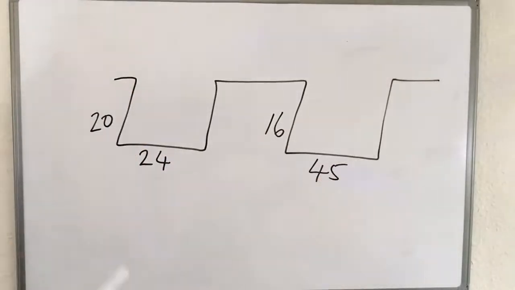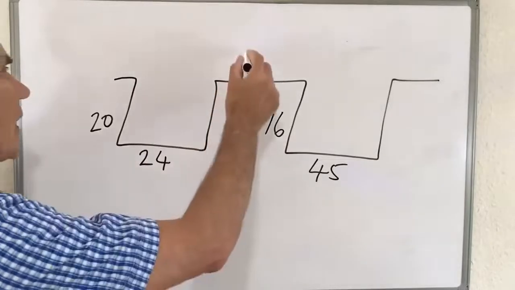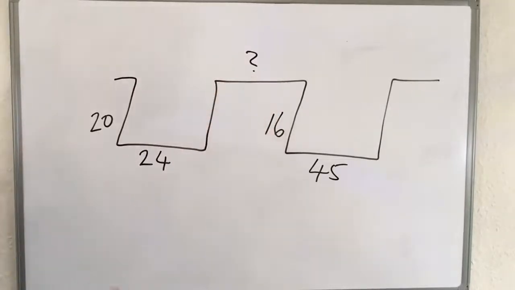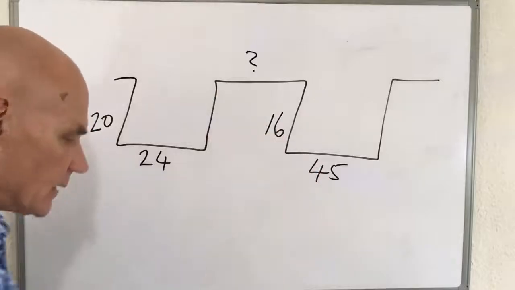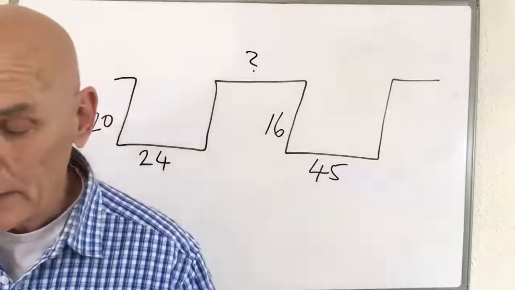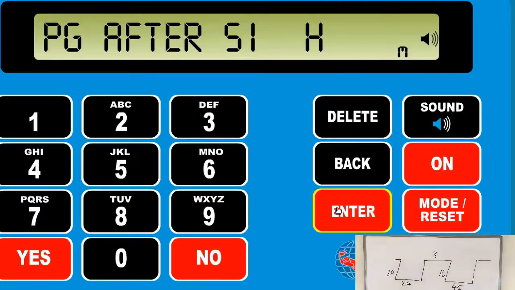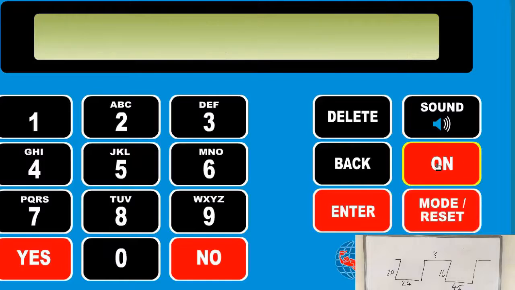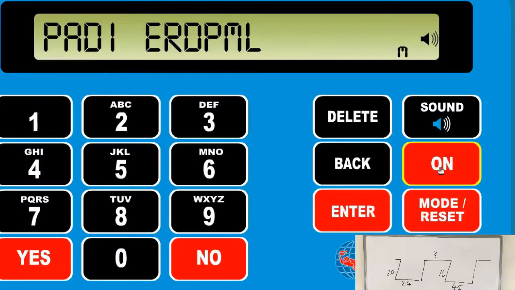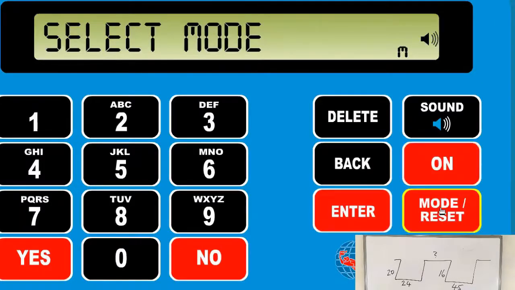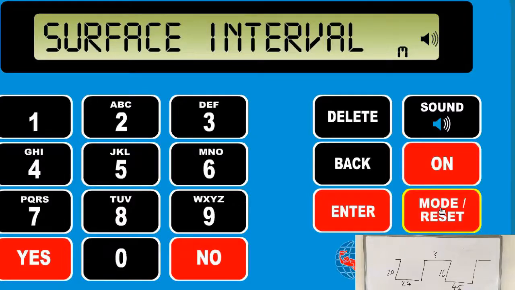Okay, so the question is, what is the minimum surface interval if you need to do a dive of 20 metres for 24 minutes followed by 16 metres for 45 minutes? Let's have a look, see how it works. It's quite straightforward, this one. So once again, pressing reset doesn't seem to do any good, so I'm going to switch it off, switch it back on again, and this time the mode we're going to use is surface interval, which should mean minimum surface interval, of course.